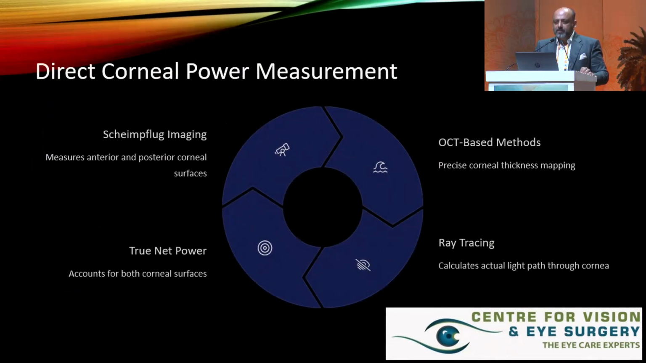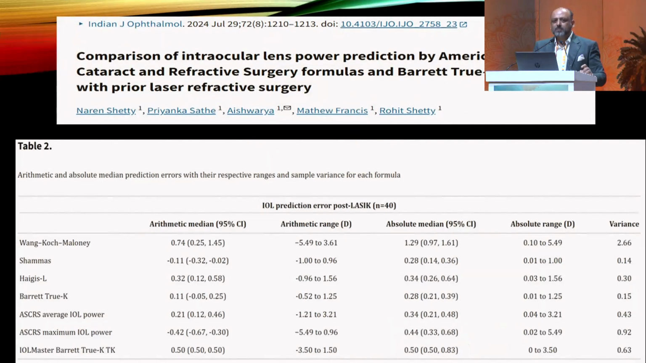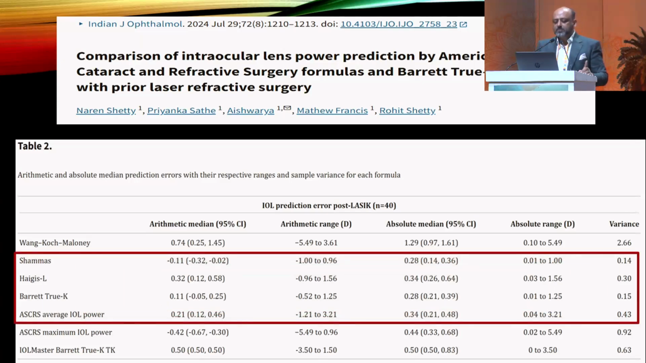The important parameter is the direct corneal measurement. You have multiple methods: Scheimpflug, which was mentioned, OCT-based methods, ray tracing, probably the new kid on the block, and true net power, which some machines give, accounting for both the anterior and posterior surfaces. Among recent publications, one I could find in Indian eyes compared the ASCRS online calculation versus the Barrett True K, and the predictability was maximum for the Barrett True K and the Sharma. So if you want to take one formula, at least in Indian eyes, True K would be a good starting point.